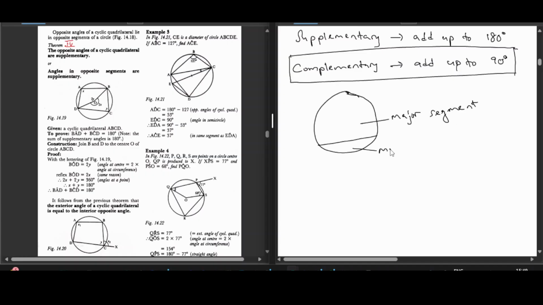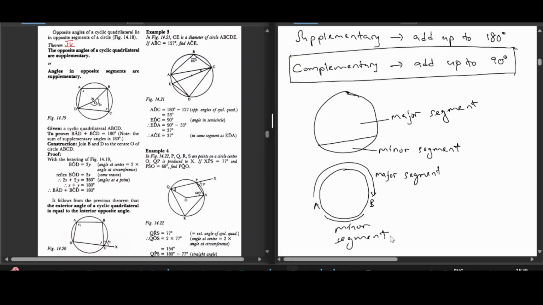This is a minor segment. And we can just be using an arc. Arc, remember, it's just part of the circumference. So AB, above AB here, that is the major segment. Then conversely, vice versa, below here is the minor segment.